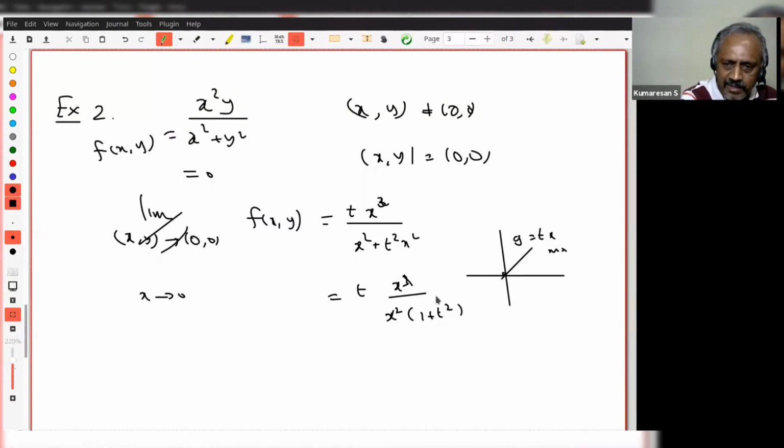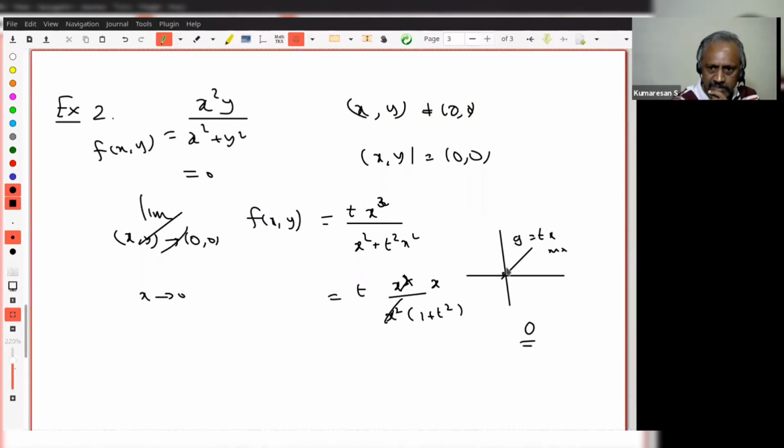Along every line passing through the origin, I think the limit seems to be 0. How many of you have understood this? This is x cubed, x squared cancelled. Therefore, there is an x left in the numerator. t by 1 plus t squared, that's a constant because t is your m if you want. Do all of you understand?